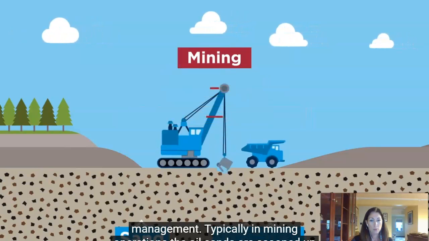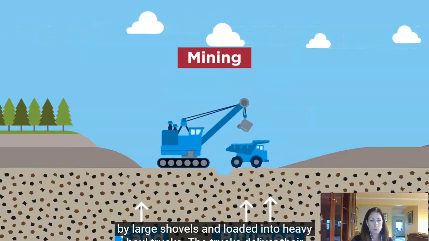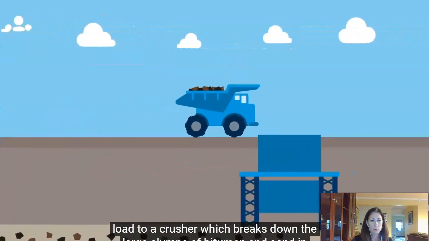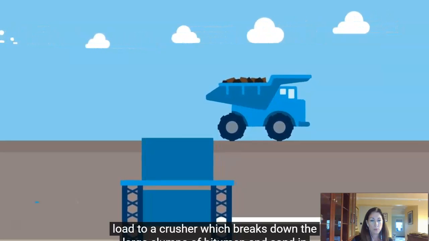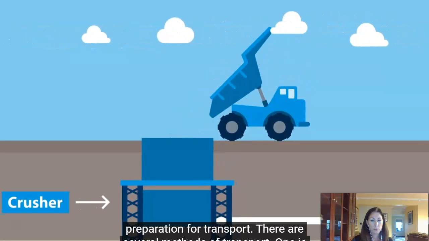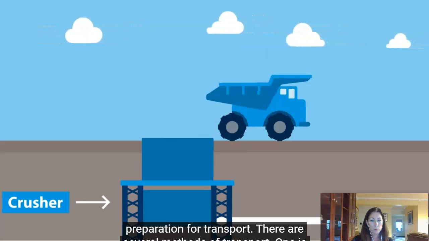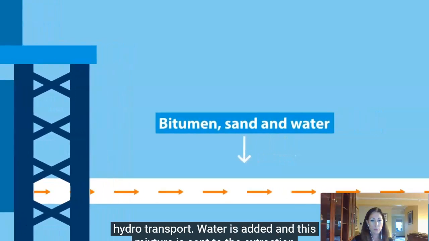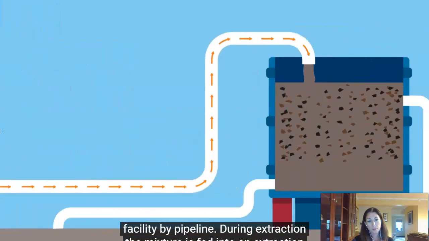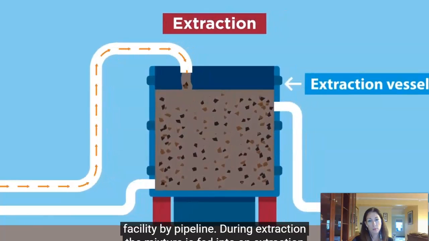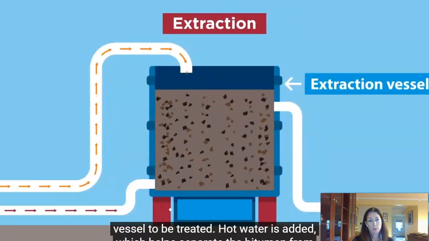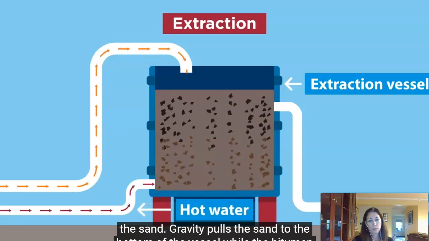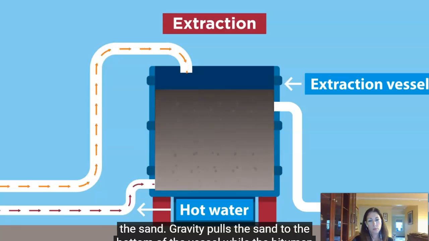Typically, in mining operations, the oil sands are scooped up by large shovels and loaded into heavy haul trucks. The trucks deliver their load to a crusher, which breaks down the large clumps of bitumen and sand in preparation for transport. There are several methods of transport. One is hydrotransport. Water is added, and this mixture is sent to the extraction facility by pipeline. During extraction, the mixture is fed into an extraction vessel to be treated. Hot water is added, which helps separate the bitumen from the sand. Gravity pulls the sand to the bottom of the vessel while the bitumen floats.